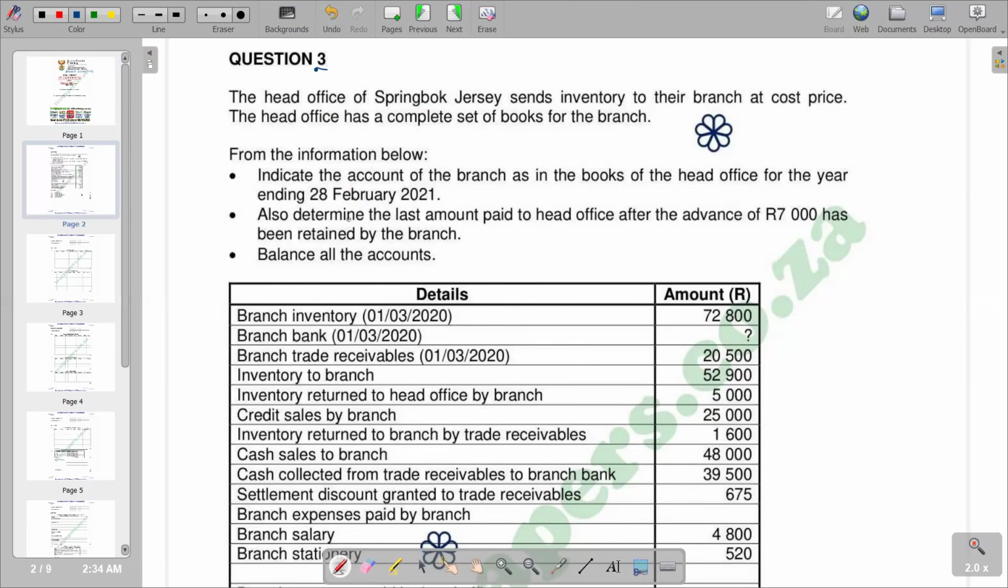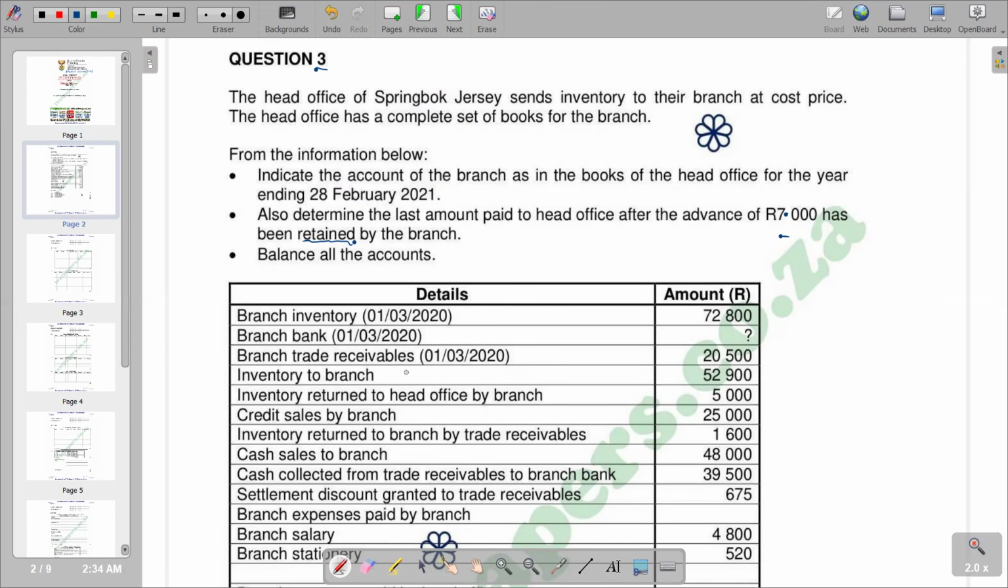So you can just take notes: remittance to head office after the advance of 7,000 rand has been retained by the branch. So this advance has been retained. Obviously, this 7,000 means in our branch bank account, we are going to have it as our balance BD. So we are going to enter it as such as we open our branch bank account.